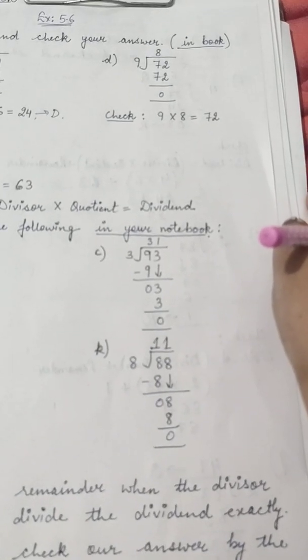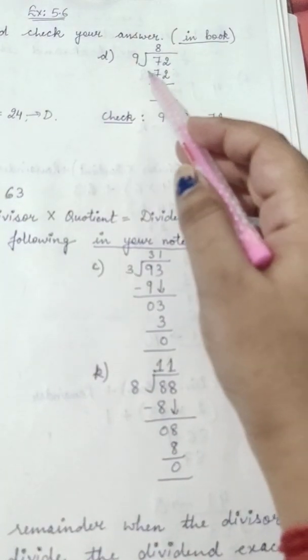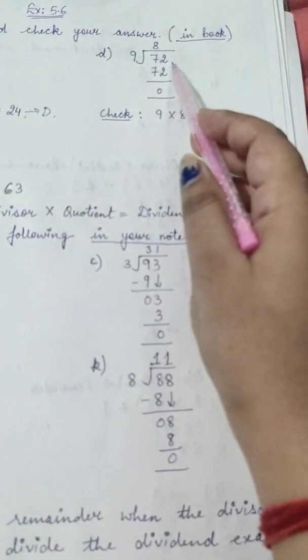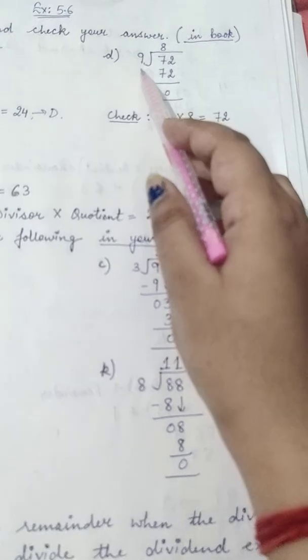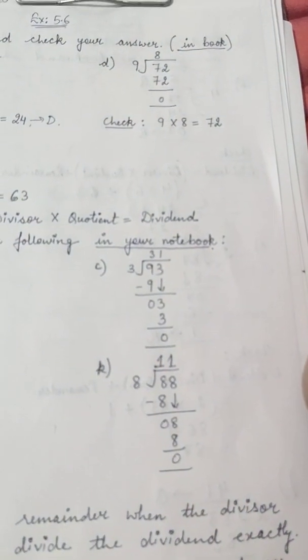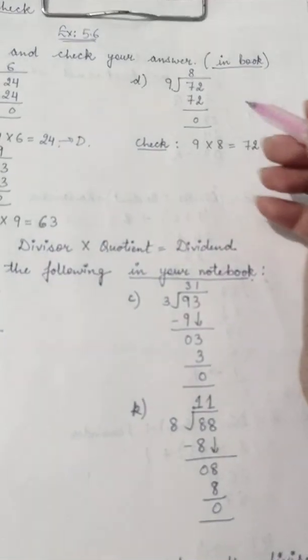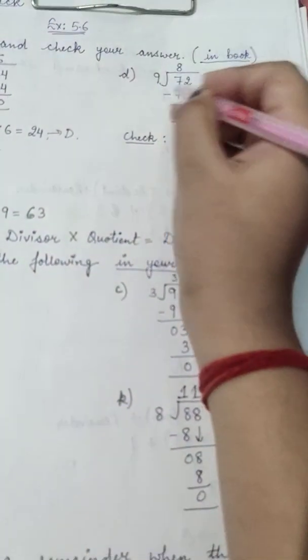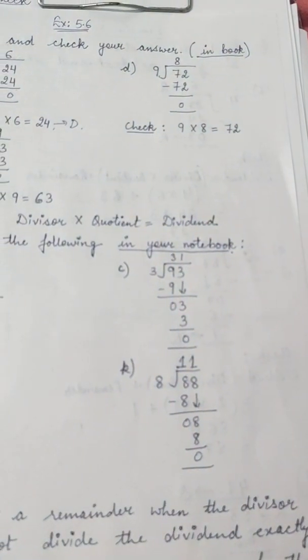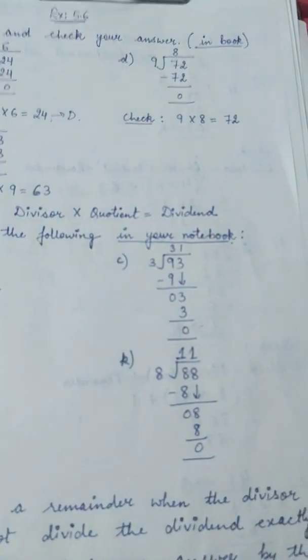Next is your D part, that you have to divide 72 by 9. So the dividend is 72, the divisor is 9. Now we have to read the table of 9. So 9 8s are 72. After that we have to subtract these. So the remainder comes out to be 0.